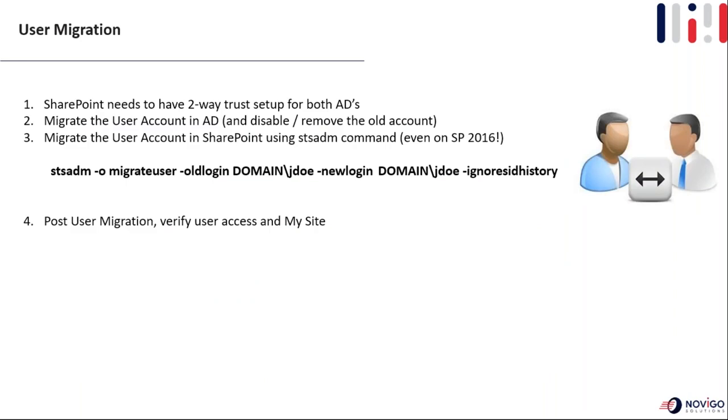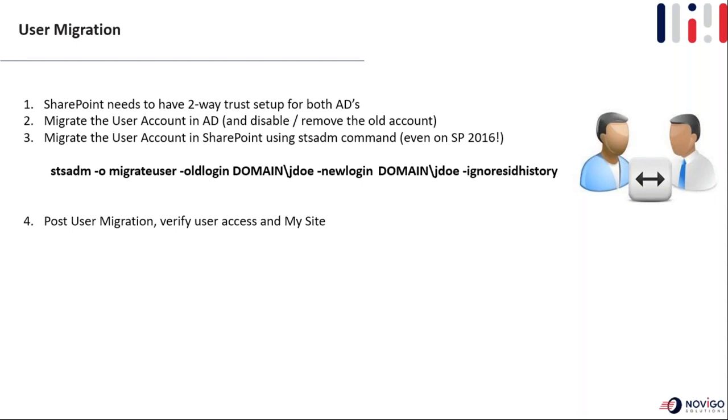The user migration. So next here, SharePoint needs to have a two-way trust setup for both the Active Directories. Before you can start migrating the users in the Active Directory, you need to make sure the user is available in the AD, and SharePoint needs to have a two-way trust setup for both the ADs. If you want the users to remain connected even after migrating SharePoint to a new domain, then the trust plays a very important factor here.